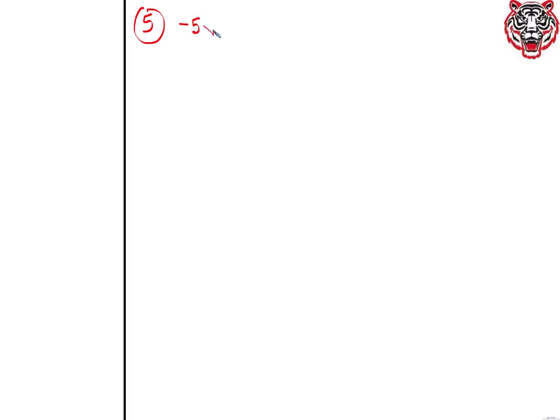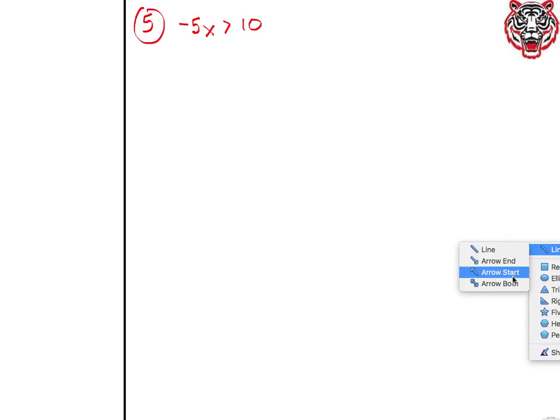Let's try this one. Negative 5x is greater than 10. Oh, this is easy. Okay, go ahead and graph it. Maybe you need to do some math first before you graph it.